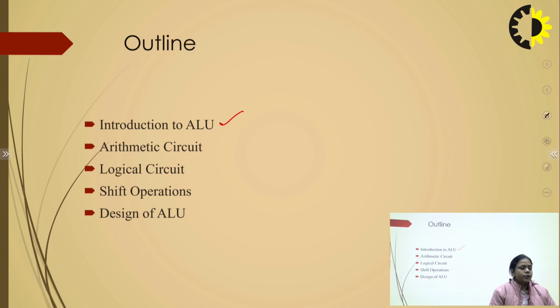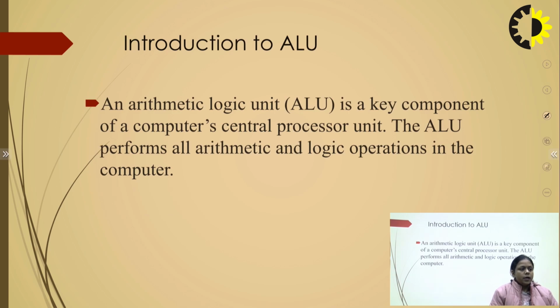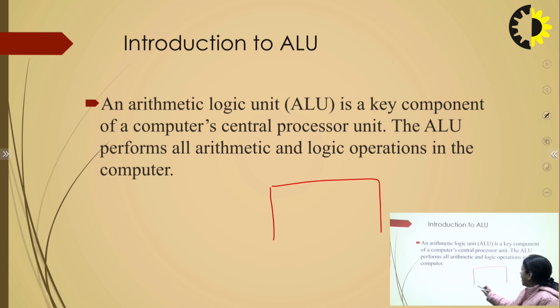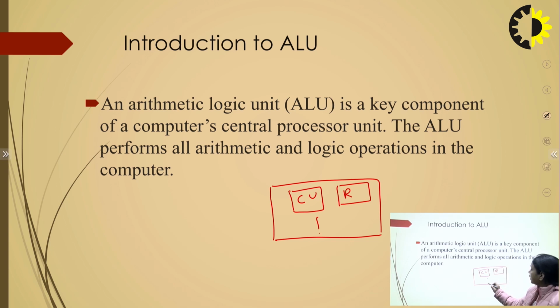Firstly, we will understand the meaning of ALU and what the role of ALU is in our computer system. The arithmetic logical unit is a key component of the computer's central processing unit. The ALU performs all arithmetic and logical operations in the computer. So ALU is a part of our CPU. For example, this is the CPU and it is divided into three parts. First is the control unit, second is the registers, and third is the ALU. The work of ALU is to perform all the arithmetic and logical operations.